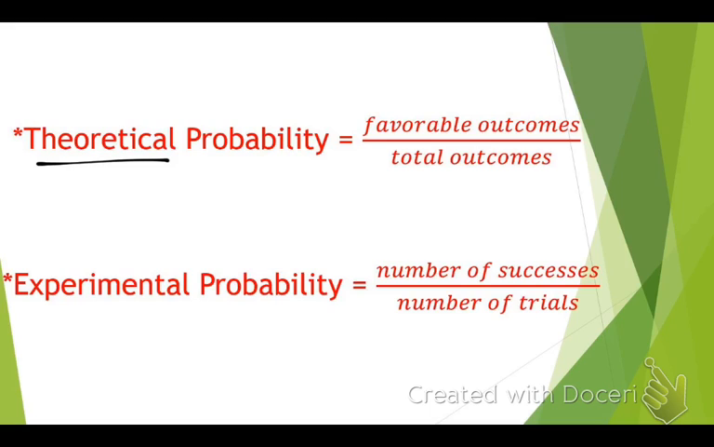So what you would do is you would take your favorable outcomes. Favorable means the thing that you're looking for, okay? Out of the total outcomes that could happen, okay? Experimental is a little bit different. What does that look like? What word? Experiment. That means you're actually doing an experiment to see if something will actually happen. Then you'll see the number of successes. That means how many times it actually happened, the thing that you're looking for, over the number of trials, the total number of times that you did your experiment.